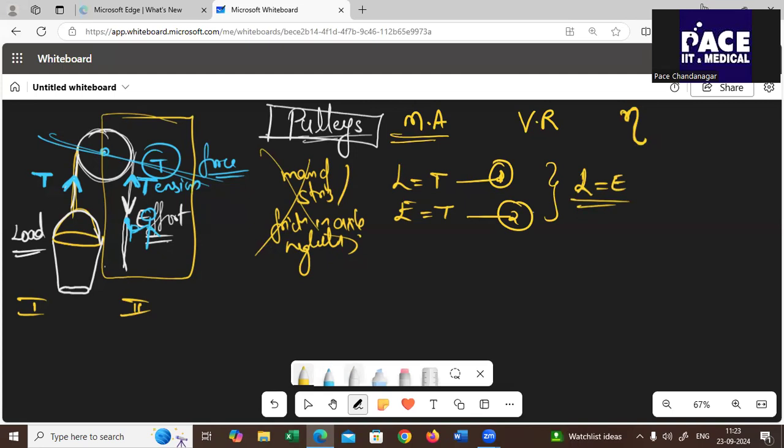Now, if we have to talk about the mechanical advantage, this is mechanical advantage, which is load by effort.